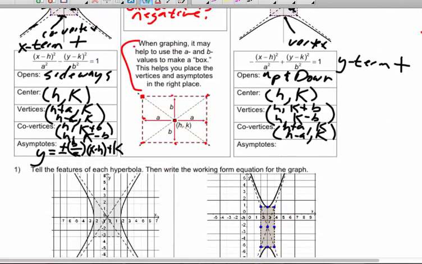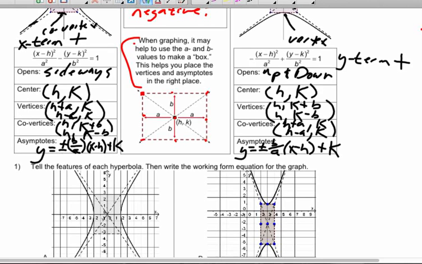And the equation for the asymptote is exactly the same as it was for the other one. It's going to be y equals plus and minus b over a, that's my slope, times x minus h, plus k. And that's the equation for my two asymptotes. Again, they're the same as what we had before.